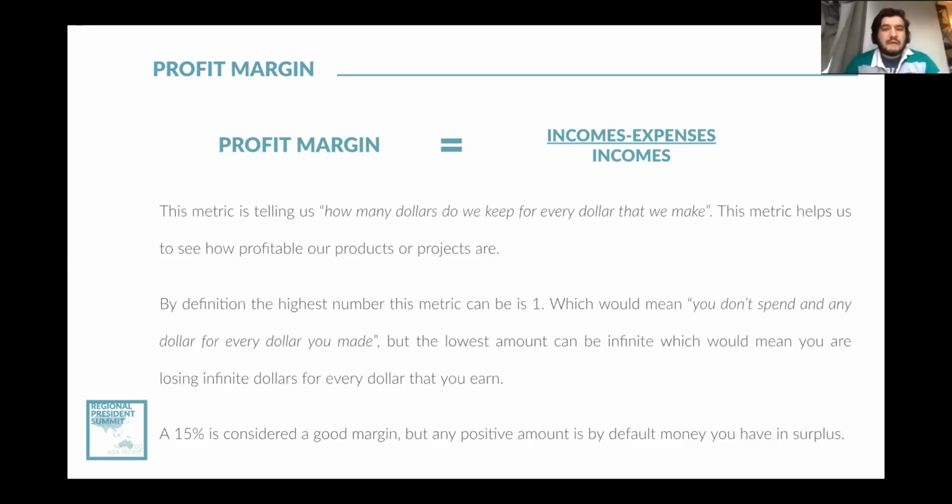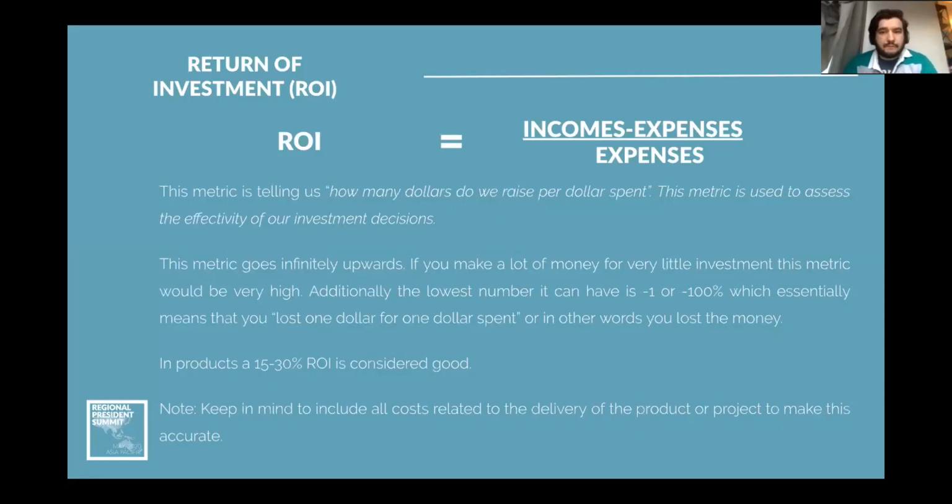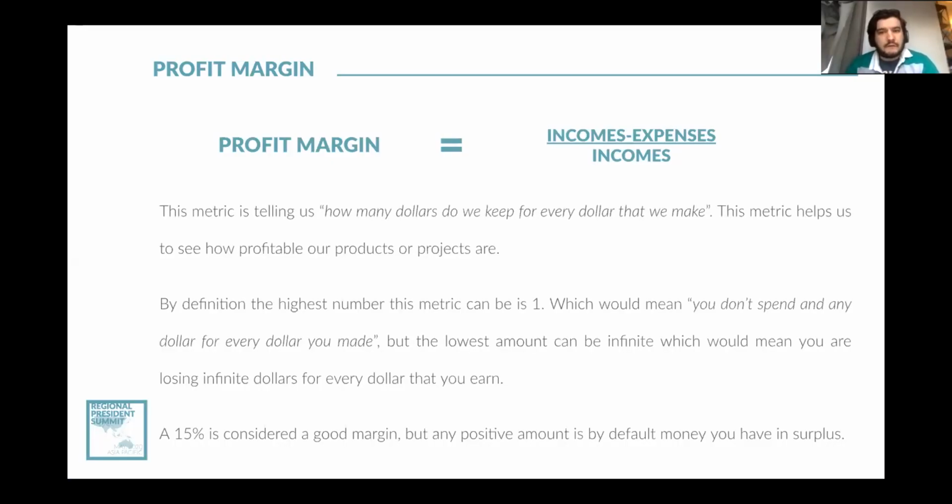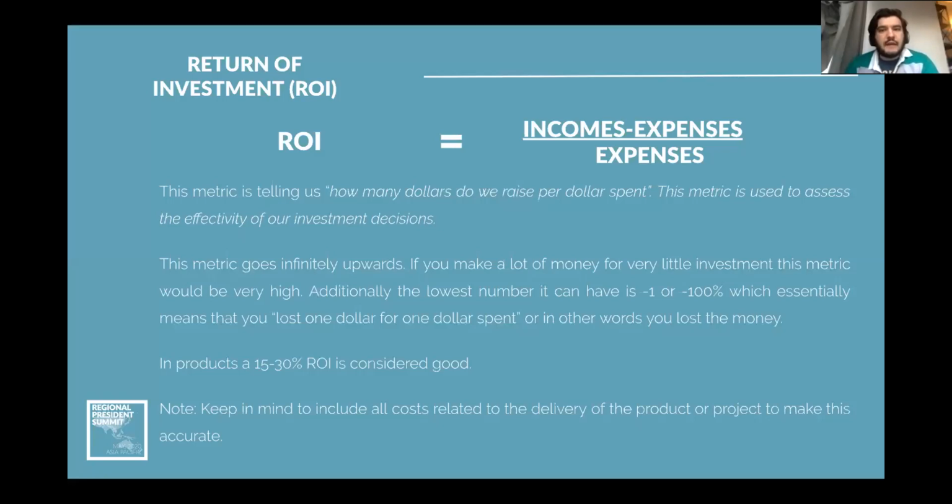And then we have the next metric, which is return of investment. So income minus expenses over expenses. Now, I'm going to go back into the previous slide so you can see what the difference is. So profit margin is income minus expenses over income, and return of investment is income minus expenses over expenses. So they're very similar metrics, but they're approaching sustainability from a different perspective. Profit margin is telling you how is your sustainability in terms of how much money you're keeping for every cent that you're making. But return of investment is telling you how much money you are receiving from any dollar that you spend. So it's kind of telling you how effective your expenses are.